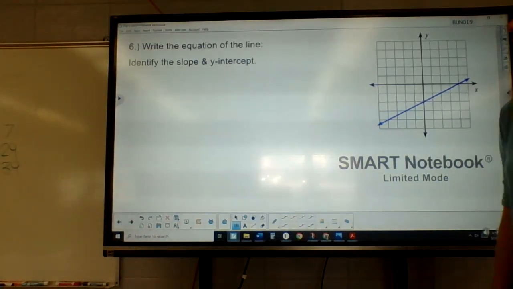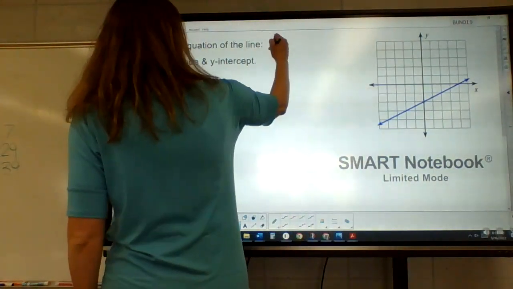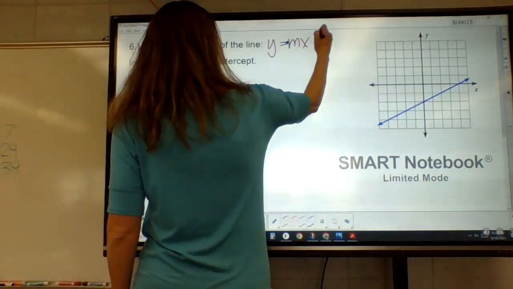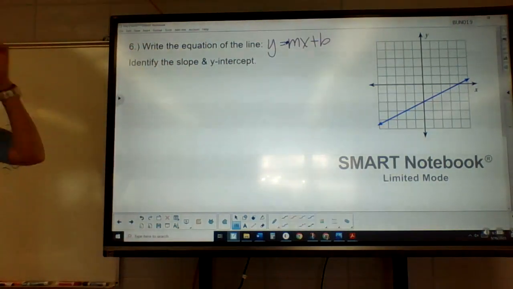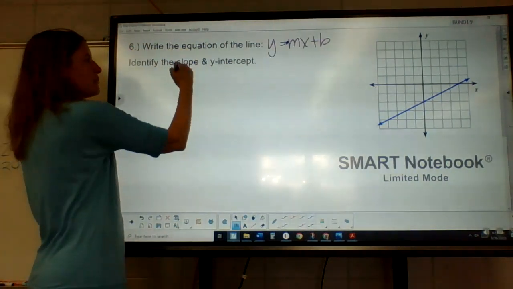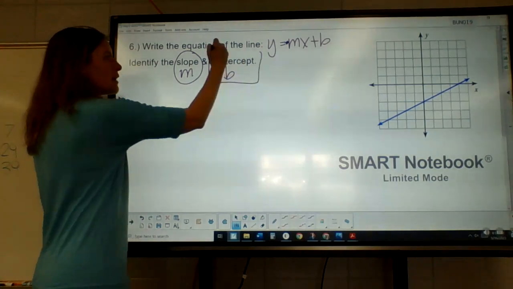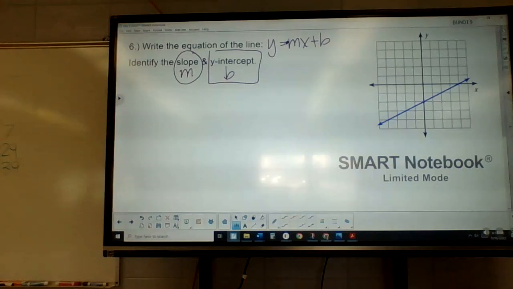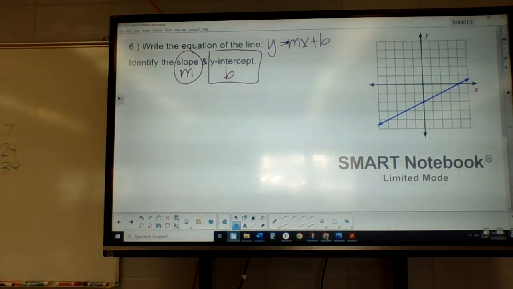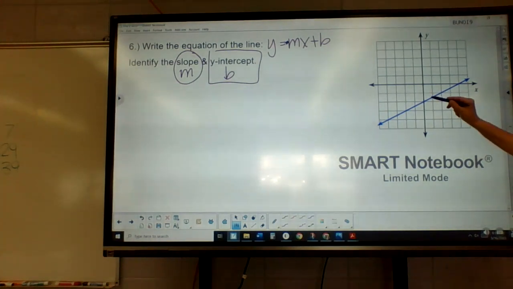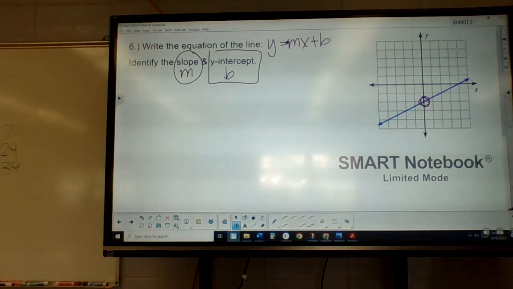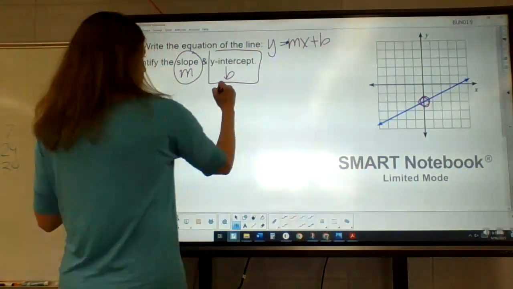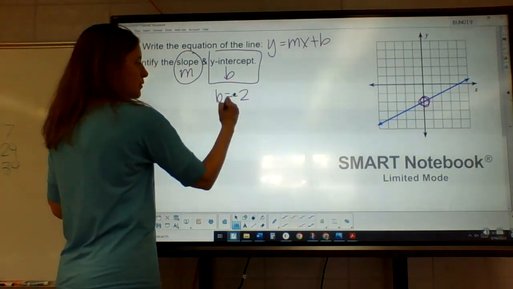So they want us to write the equation of the line, and they want us to identify the slope and the y-intercept. So remember, that's our m, and that's also our b. The good news is, from our graph, those are both pretty easy to find. Where am I going to find m or b? What do you guys want to tell me to do here? Negative 2. Negative 2 is my b. So just looking at this graph, my b is where it crosses the y-axis. So my b is just negative 2.